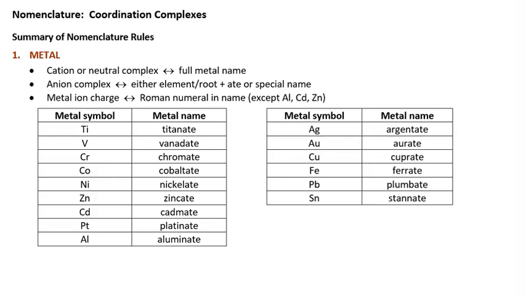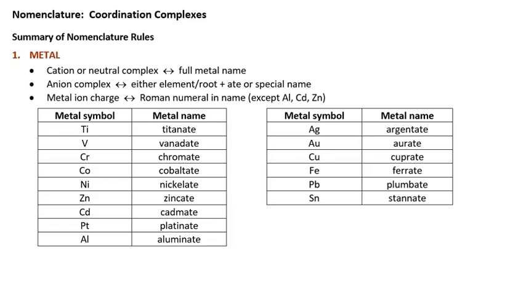A metal ion is always a cation, no matter what, and its symbol with charge always looks the same. Where it changes is if that metal ion is part of a cation or a neutral complex or an anion complex. If the metal is part of a cation or a neutral complex, then it keeps its original elemental name unmodified. If the metal is part of an anion complex, then it takes on a modification of its name, which will either be the element or root plus ATE or a special name that ends in ATE.